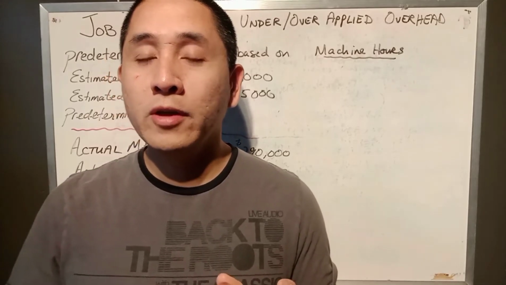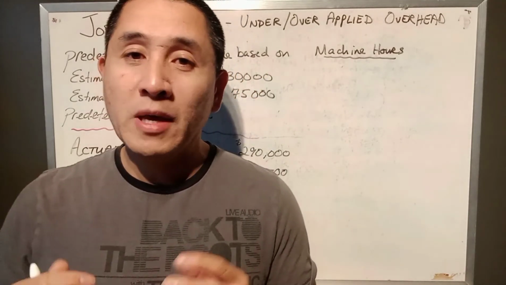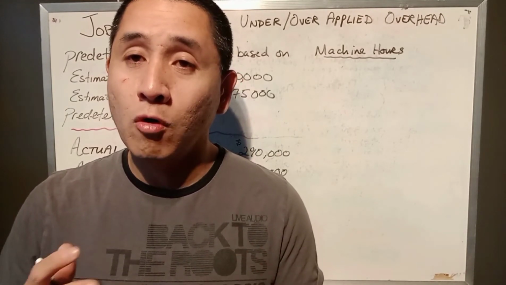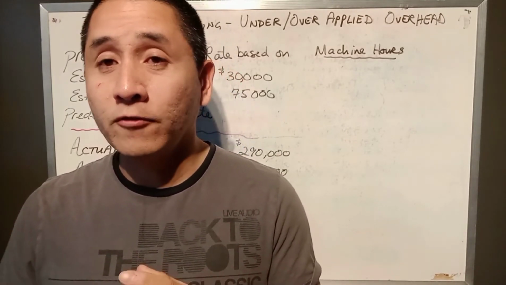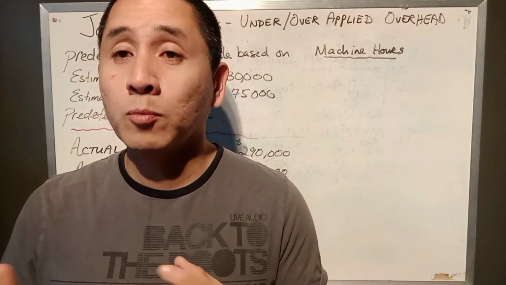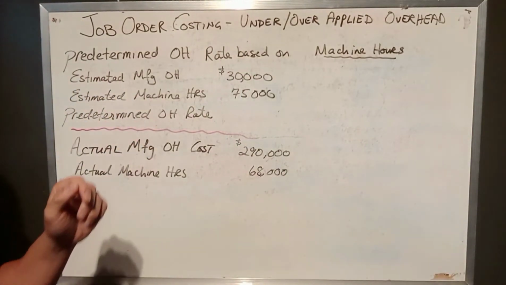So when there's under and over applied overhead, basically that results when actual overhead cost is different from the overhead cost that is applied during work in process. So let's go through a numerical example here.